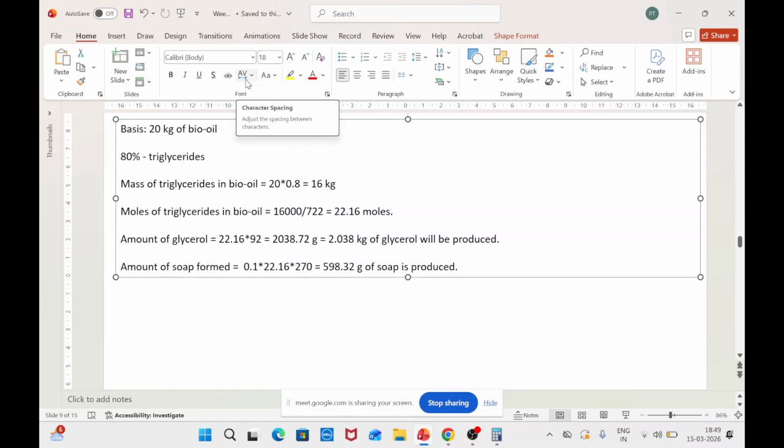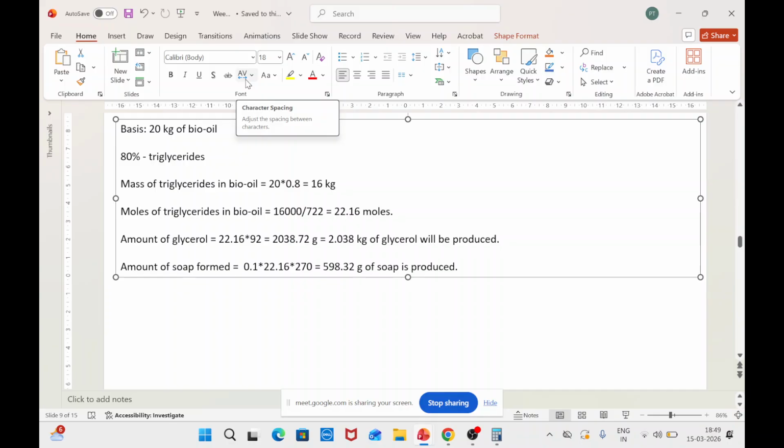Next, when we come to soap, it is written that 10% of the palmitic acid is going to be converted. So the number of moles of palmitic acid is 22.16 moles. That times 217 will give you the weight of palmitic acid, and 10% of that will be contributed to the soap formulation. So that comes out as 598.32.